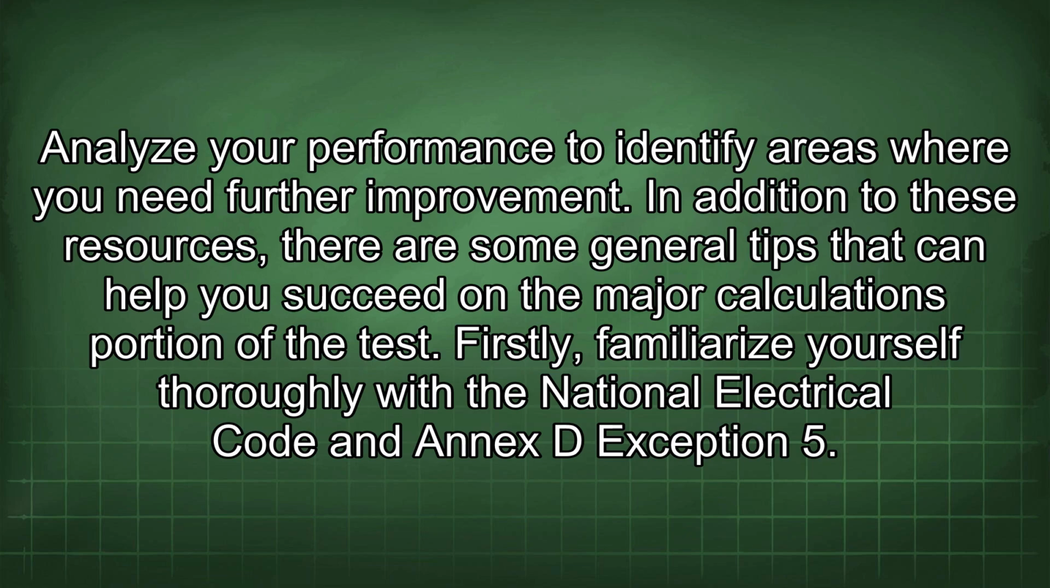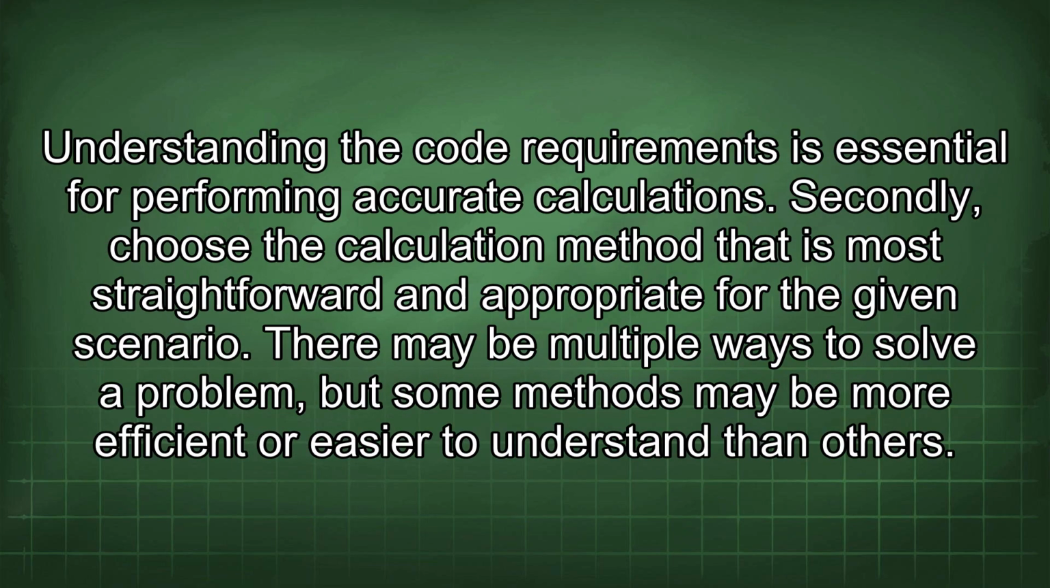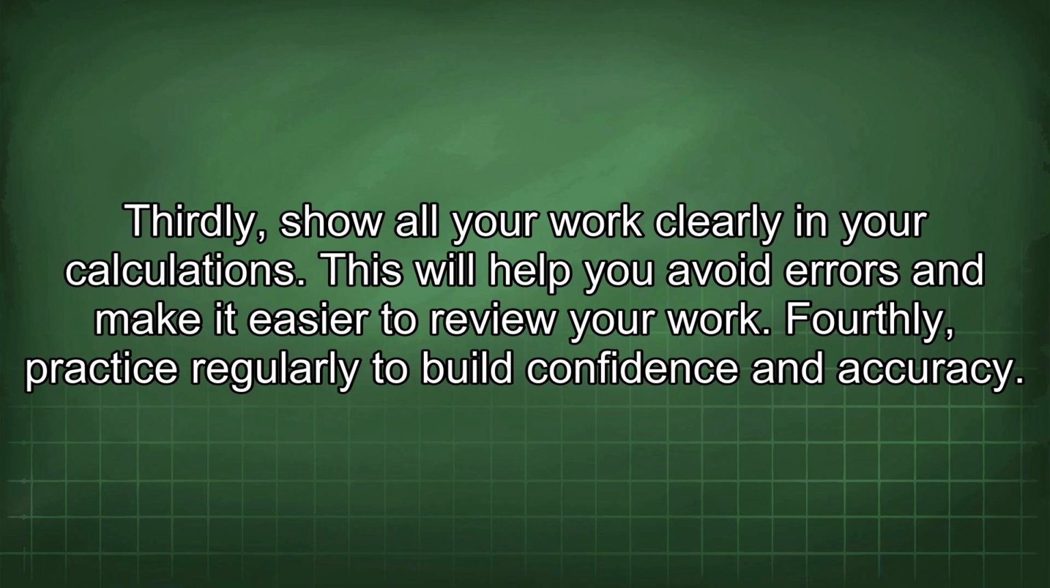In addition to these resources, there are some general tips that can help you succeed in the major calculations portion of the test. Firstly, familiarize yourself thoroughly with the National Electrical Code and Annex D Exception 5. Understanding the code requirements is essential for performing accurate calculations. Secondly, choose the calculation method that is most straightforward and appropriate for the given scenario. There may be multiple ways to solve a problem, but some methods may be more efficient or easier to understand than others. Thirdly, show all your work clearly in your calculations. This will help you avoid errors and make it easier to review your work.